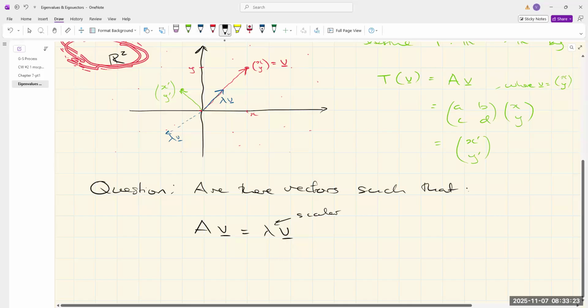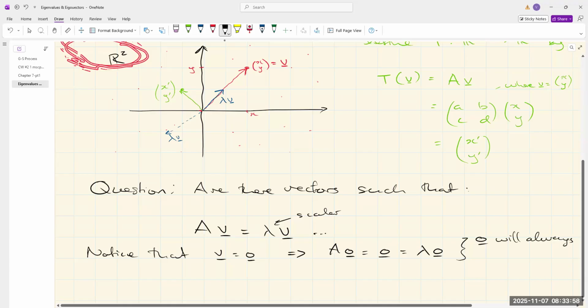Now, notice that the zero vector is one such vector. Okay, because if you do A by the zero vector, that is of course equal to 0. And that is of course equal to lambda by 0 for any value lambda. Lambda is just a number, by the way, right? It's just a number. So the zero vector will always work in equation 1. Let's call this equation 1. Okay. What we are after is, are there any non-zero vectors that will satisfy equation 1?